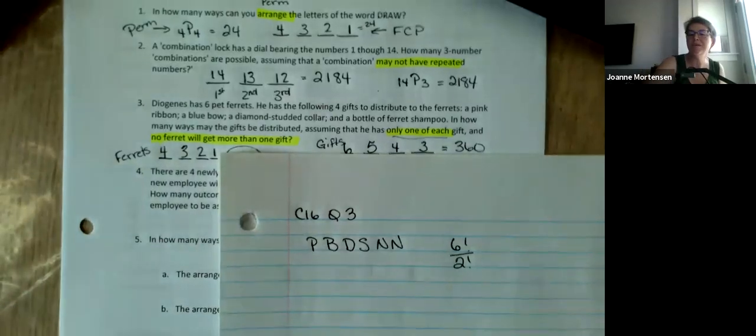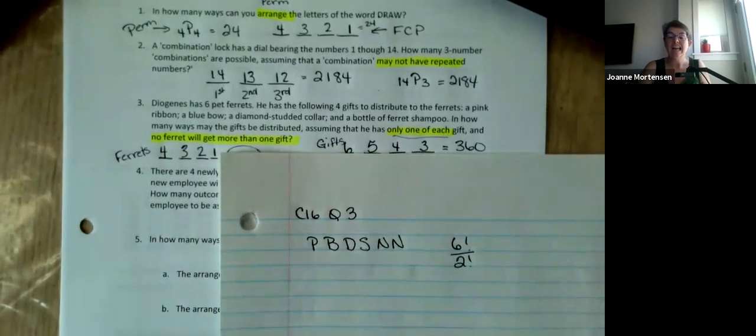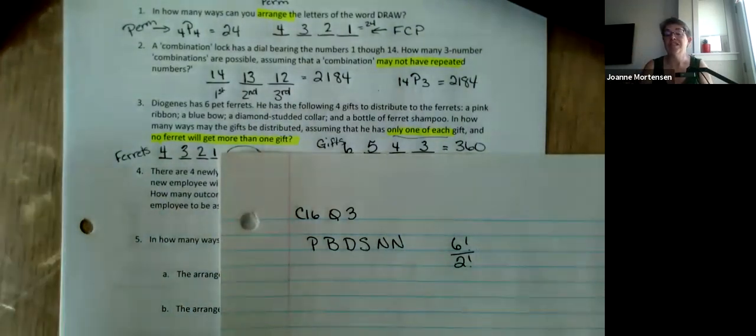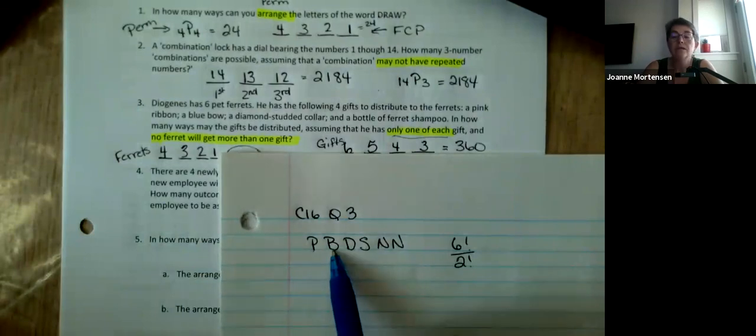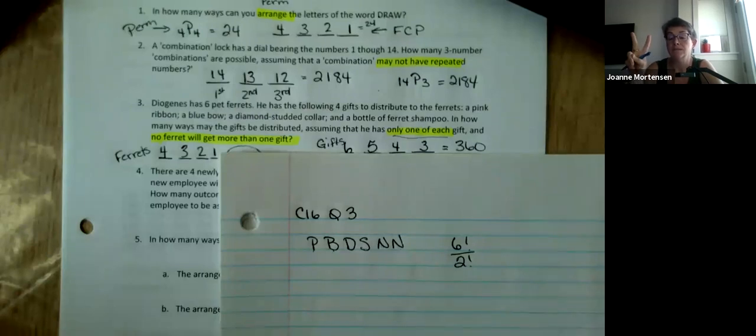Okay, I'm excited. I had to pause there because I thought of a different way to do the question. I didn't want to put it in the video unless I knew for sure it was going to work. So here's a different way you can think of it. I just finished saying that there were no repeats, but you can think of it in terms of this question having repeats. So what I did, I think you can figure it out. These are my gifts: pink ribbon, blue bow, diamond collar, shampoo, and then nothing and nothing, right? Because there's 6 ferrets, so there's going to be 2 of them that don't get anything.